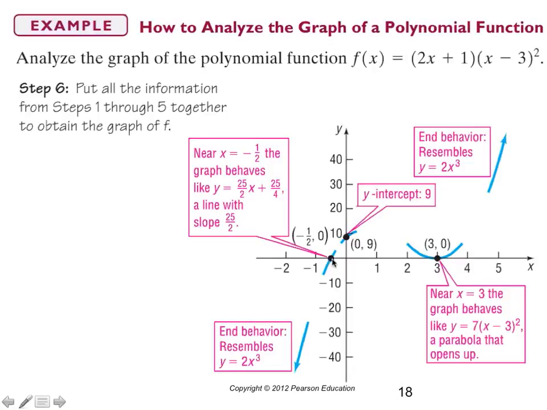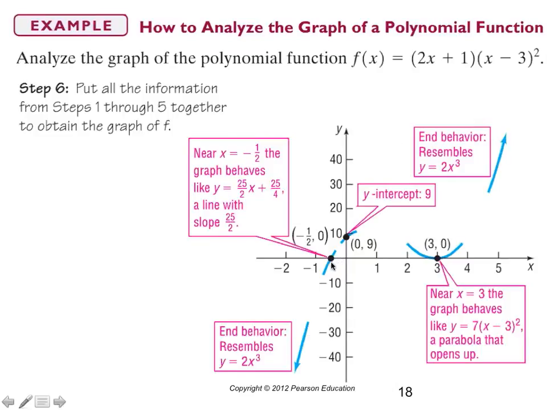Step 6 is to go ahead and put everything together. So we know that negative 1/2 is a 0, we know that 3 is a 0, and we know that 0, 9 is a y-intercept. We also know that the end behavior is going to look like 2x cubed. Now, if you recall, x cubed is kind of that elongated S shape. 2x cubed is just going to be a stretched out version of that, which does not change at the ends.